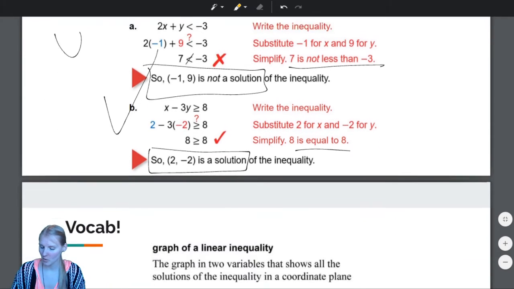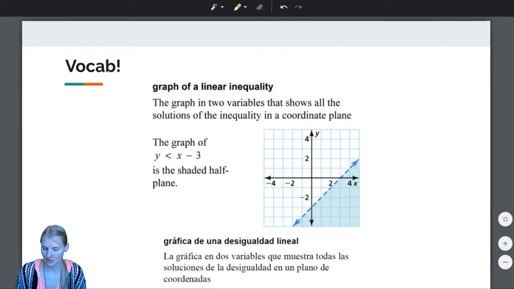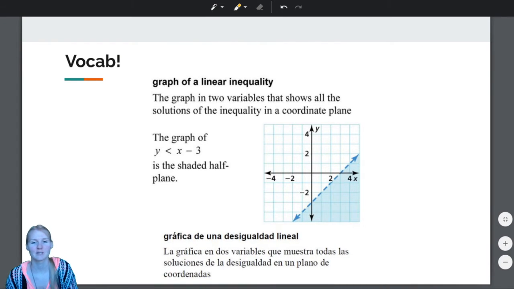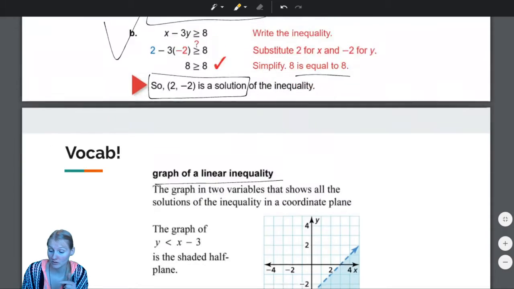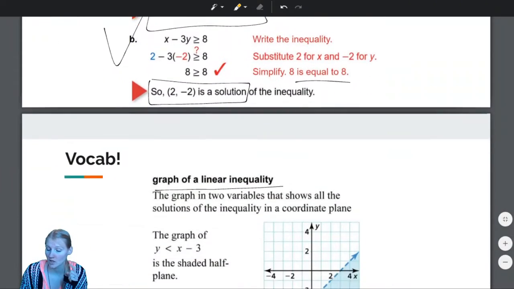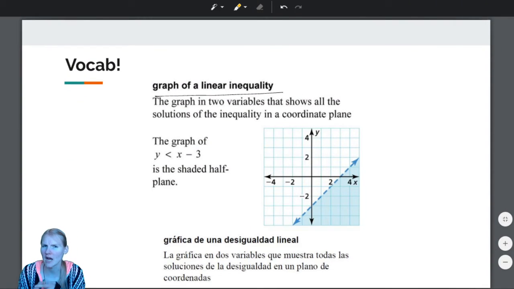All right, there are some more vocab words that we need for the next part of our lesson. We need to know, what is the graph of a linear inequality? What does that look like? Now, remember that one of the pieces of our success criteria was that we could check solutions, and we just learned how to do that. We also need to know how to find solutions by graphing. So, that's the part that we're about to get into. I'd also like you to remember back to chapter 2.